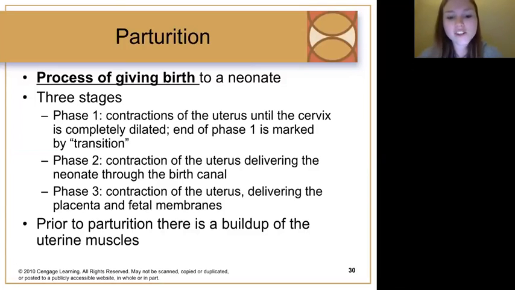So prior to parturition, there's actually a buildup of the uterine muscles because those are going to be needed for contraction to actually expel the fetus.